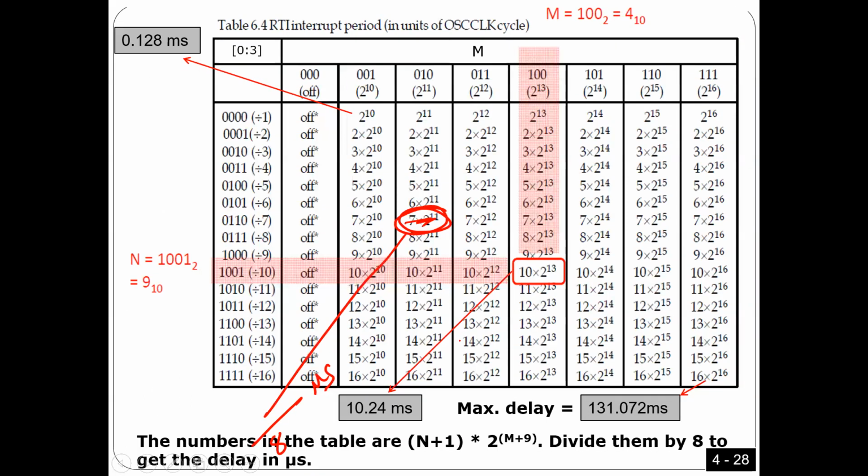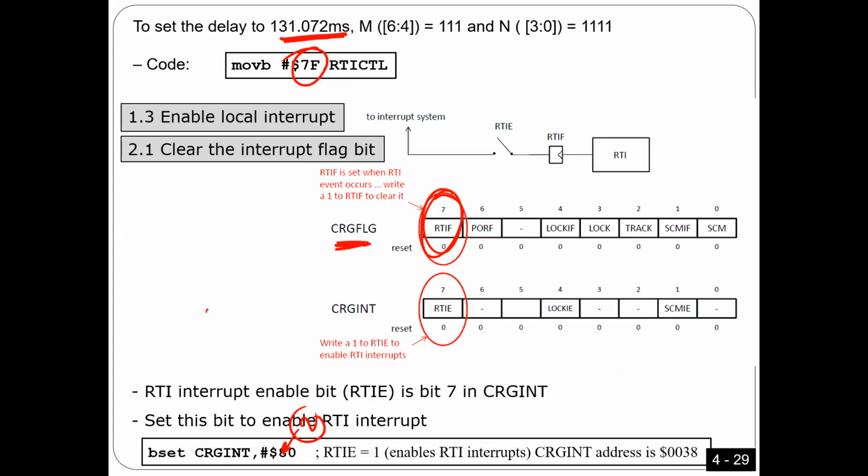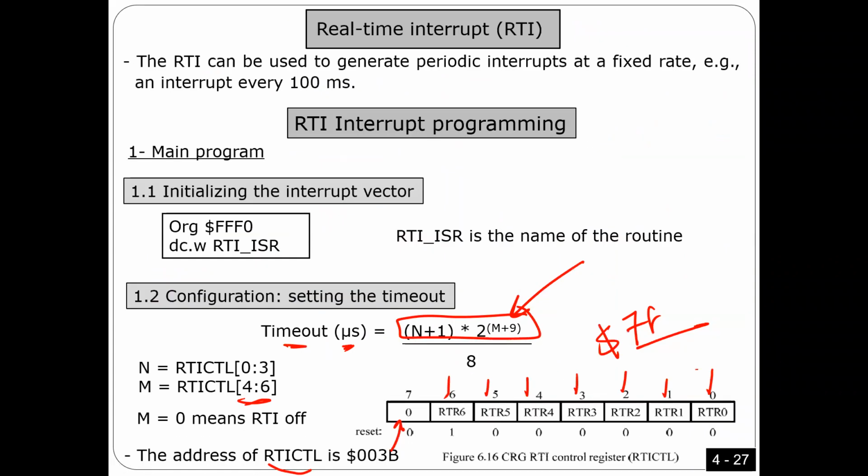So if I want to program it to have this time, all I have to do is put this value in M and this value in N, whatever the value is. This is M. Sorry, the first 4 bits are N and M is here. Is that okay? Very simple.